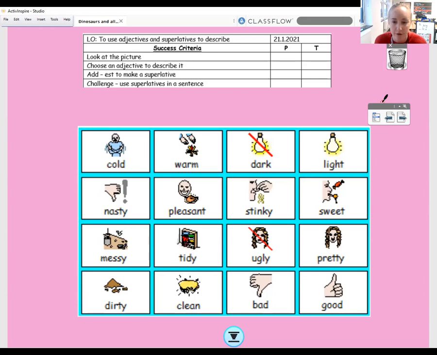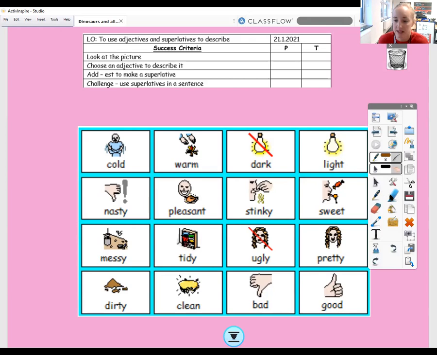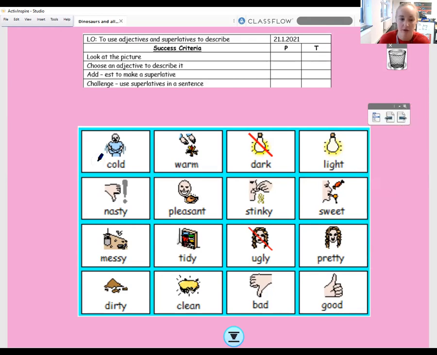So I've got some adjectives up here on the board, and we're going to go through them so we know exactly which ones we can use today in our writing. So this first word here is cold. Your turn. So if you're really cold, it's describing how you're feeling, it's describing the temperature. If it's cold, it's freezing outside, you might need lots of jumpers on, okay?